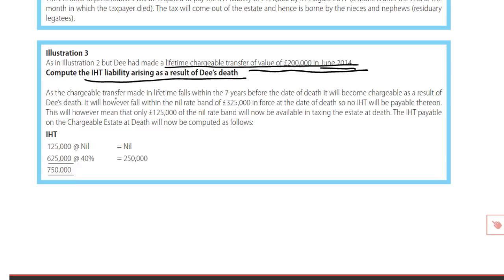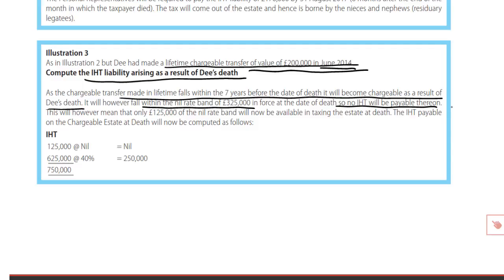So, as the chargeable transfer made falls within the 7 years before the date of death, it will become chargeable as a result of D's death. It will, however, good news for the recipient, fall within the nil rate band of $325,000 in force at the date of death, so there'll be no IHT payable thereon. But it will mean that only $125,000 of the nil rate band will now be available. We've used 200 out of 325, leaving 125.